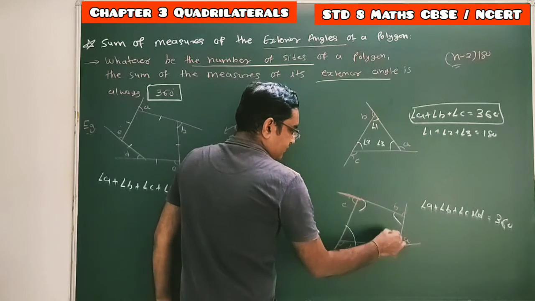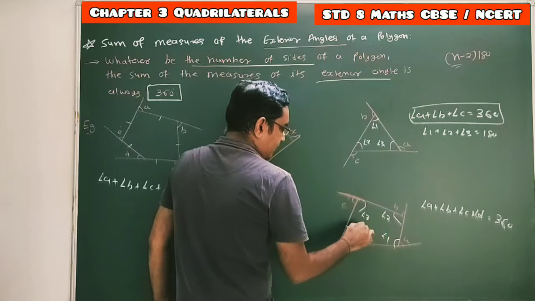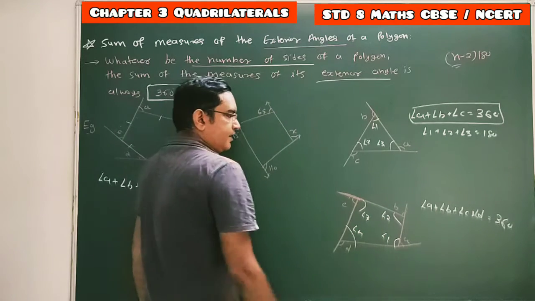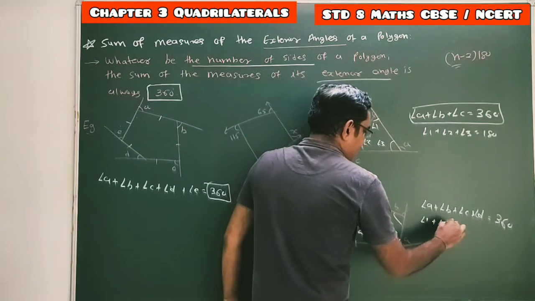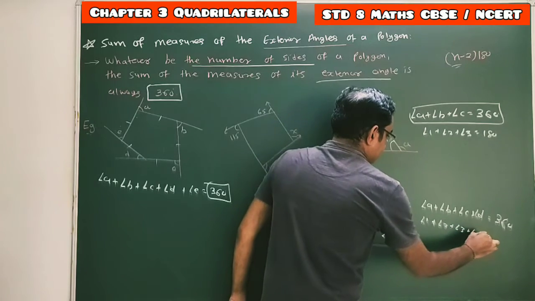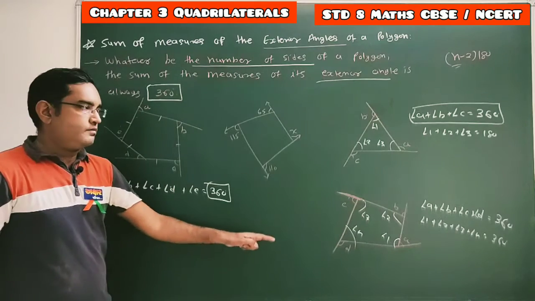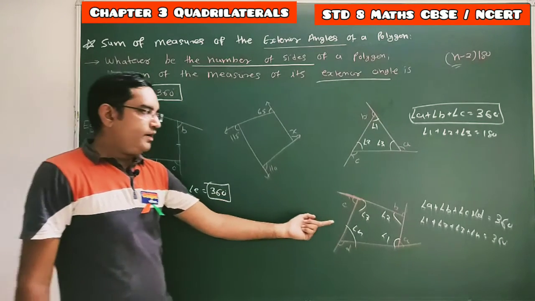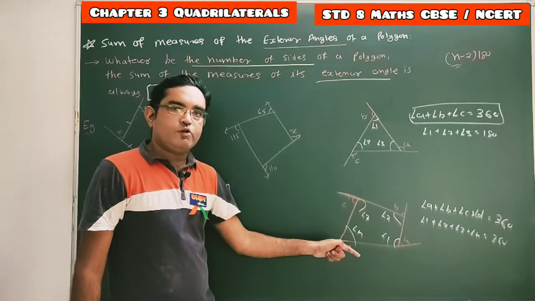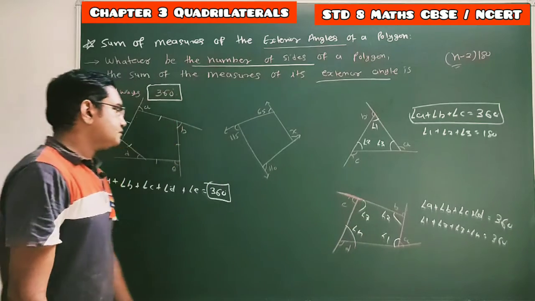In the same way, for this quadrilateral, angle A, angle B, angle C and angle D are exterior angles. But suppose angles 1, 2, 3 and 4 are the interior angles. Then the angle sum of the interior angles is also equal to 360 degrees. So for the quadrilateral, the angle sum of interior angles and the angle sum of exterior angles will be the same.